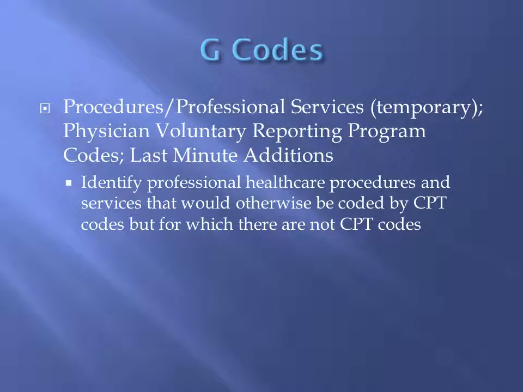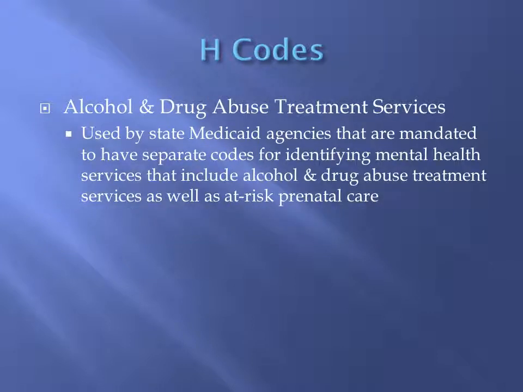G codes are for procedures, professional services, temporary codes, physician voluntary reporting program codes, and last-minute additions. And they identify professional healthcare procedures and services that would otherwise be coded by CPT codes, but for which there is not a CPT code. H codes are for alcohol and drug abuse treatment services. These are used by state Medicaid agencies that are mandated to have separate codes for identifying mental health services that include alcohol and drug abuse treatment services, as well as at-risk prenatal care.